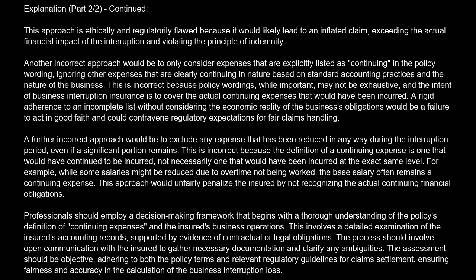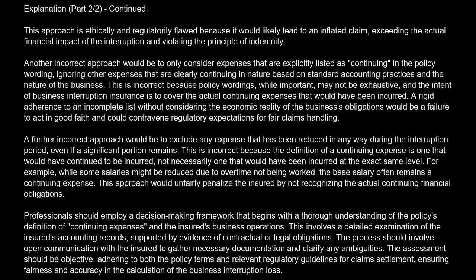A further incorrect approach would be to exclude any expense that has been reduced in any way during the interruption period, even if a significant portion remains. This is incorrect because the definition of a continuing expense is one that would have continued to be incurred, not necessarily one that would have been incurred at the exact same level. For example, while some salaries might be reduced due to overtime not being worked, the base salary often remains a continuing expense. This approach would unfairly penalize the insured by not recognizing the actual continuing financial obligations.